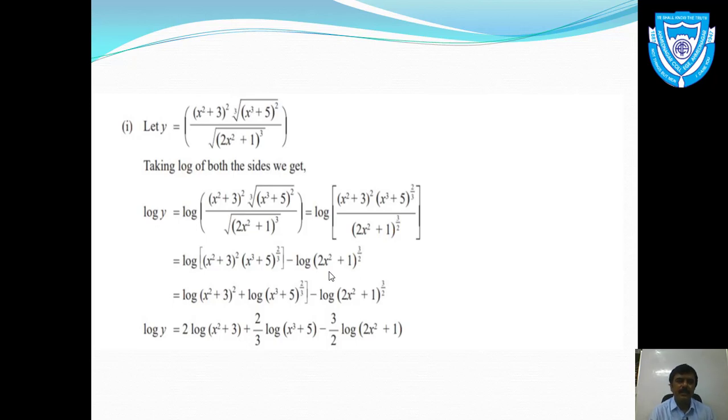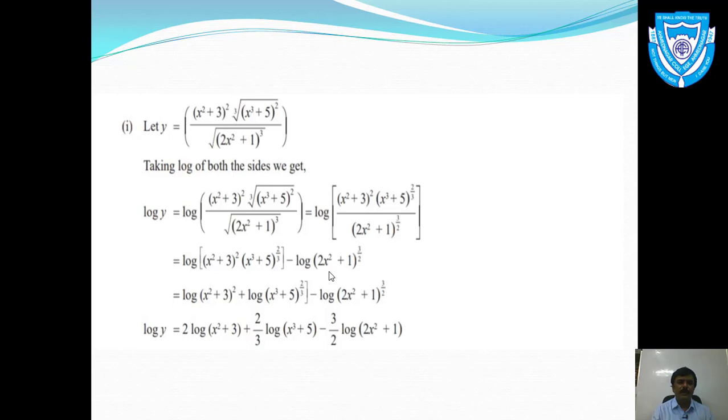Again, we'll use the same method, taking log of both the sides. We'll take log of left hand side as well as log of right hand side. So log y is equal to log of (x square plus 3) bracket square, cube root of (x cube plus 5) bracket square, whole divided by square root of (2x square plus 1) bracket cube. Now you can observe that at the right hand side in a round bracket there are three different terms, and using the properties of logarithm we can simplify them.